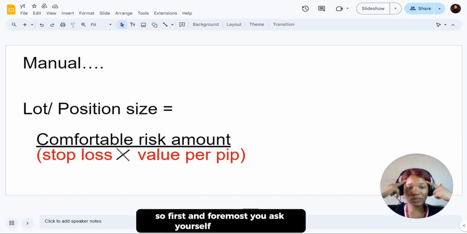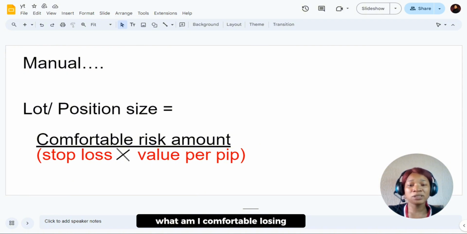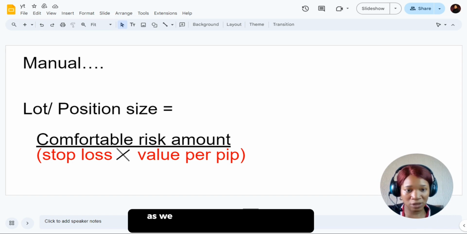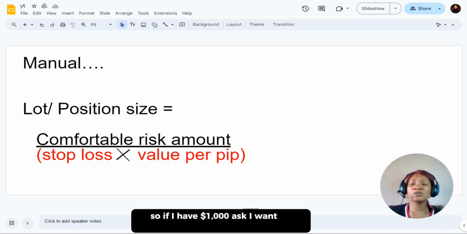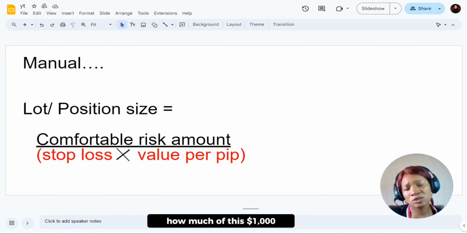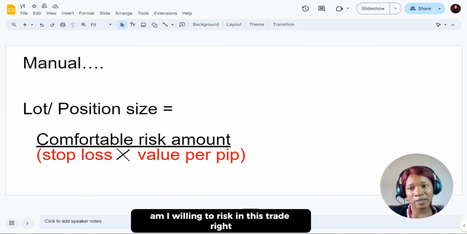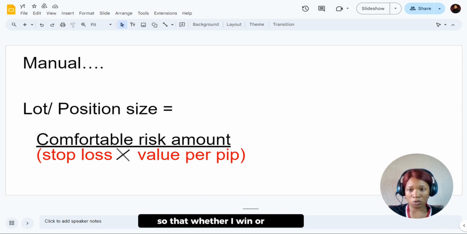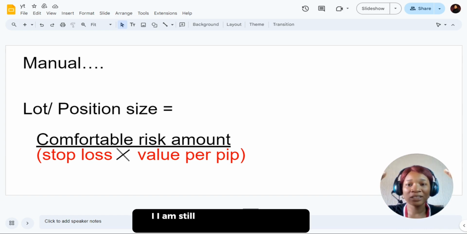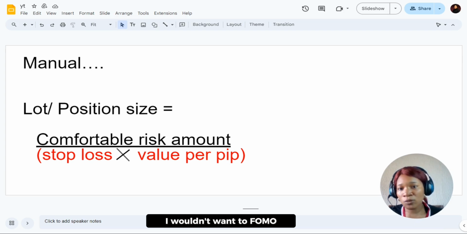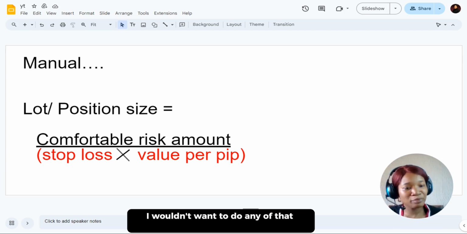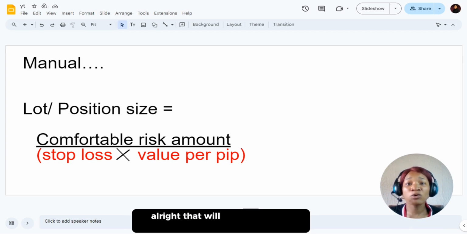So first and foremost, you ask yourself, in this trade, what am I comfortable losing? So if I have an equity of $1,000, as we use in our example, I want to ask myself, how much of this $1,000 am I willing to risk in this trade, right? So that whether I win or lose, I am still psychologically okay. I'm still at the point where I wouldn't want to revenge trade. I wouldn't want to FOMO. I wouldn't want to do any other laughable mistake, all right, that will cost me a lot of money.